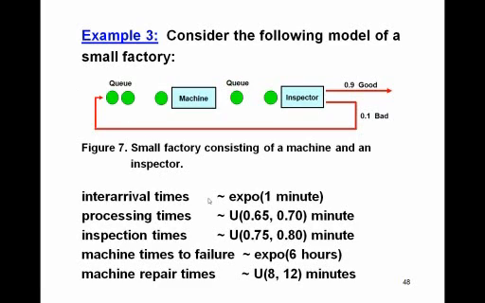And we'll assume that inter-arrival times are distributed as an exponential with mean of 1 minute. So on average, customers arrive 1 a minute. And then over here, customers are going to have a processing time where we will assume, for simplicity, not realism, that processing times are uniformly distributed between 0.65 and 0.7 minutes.